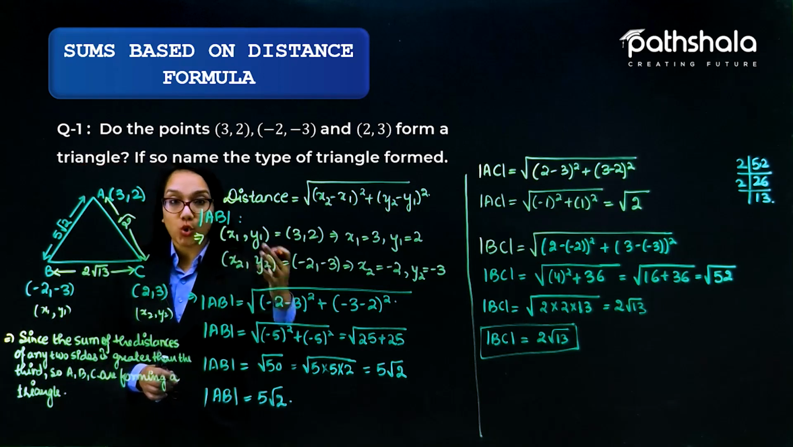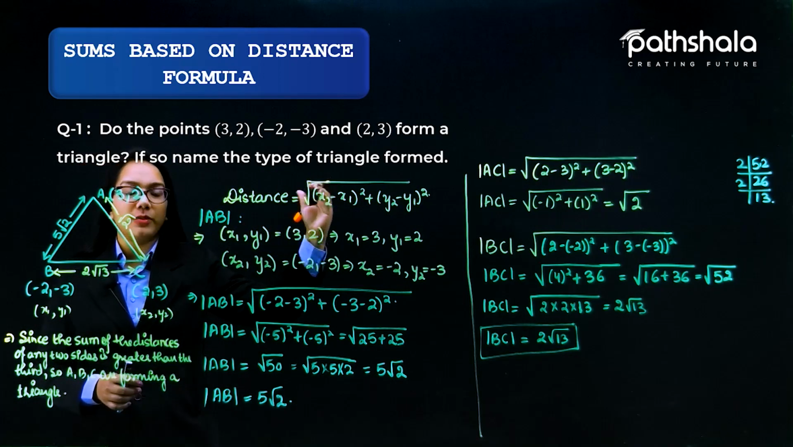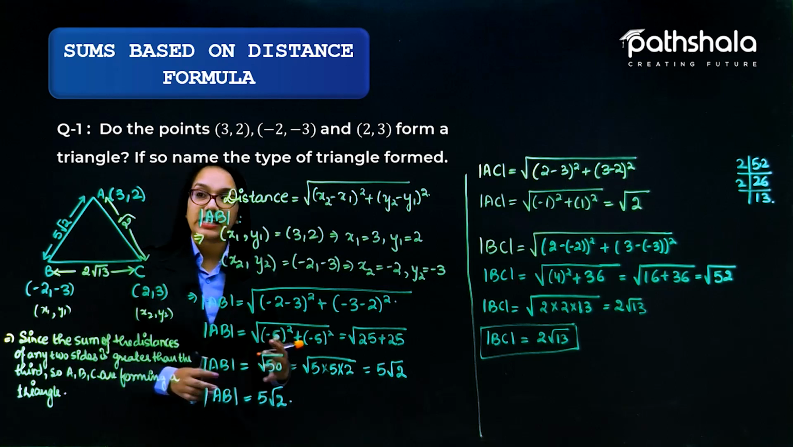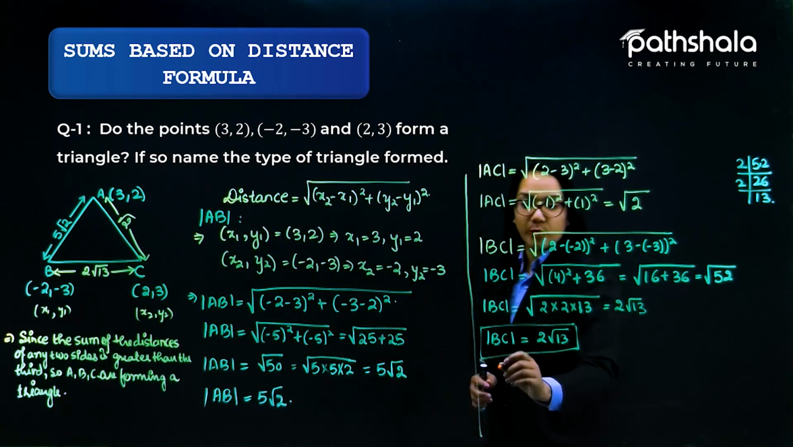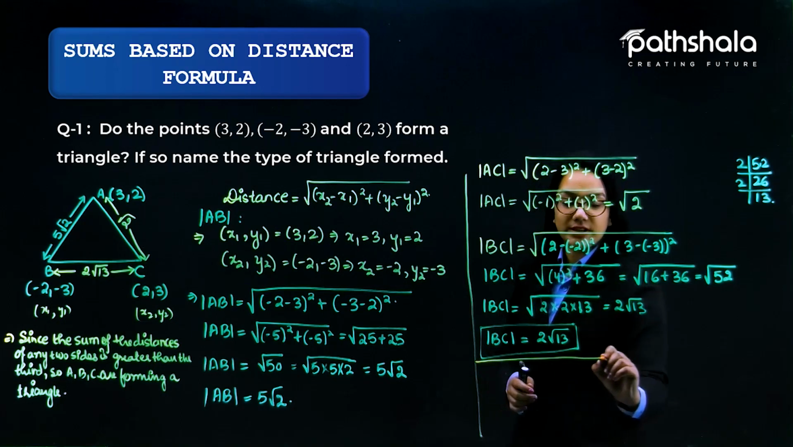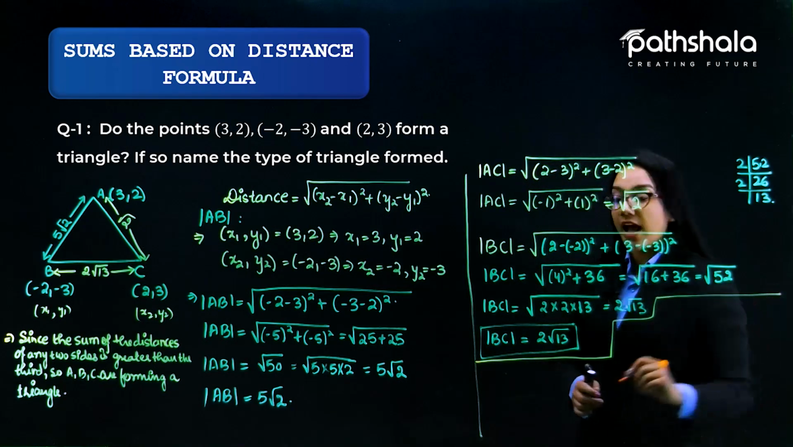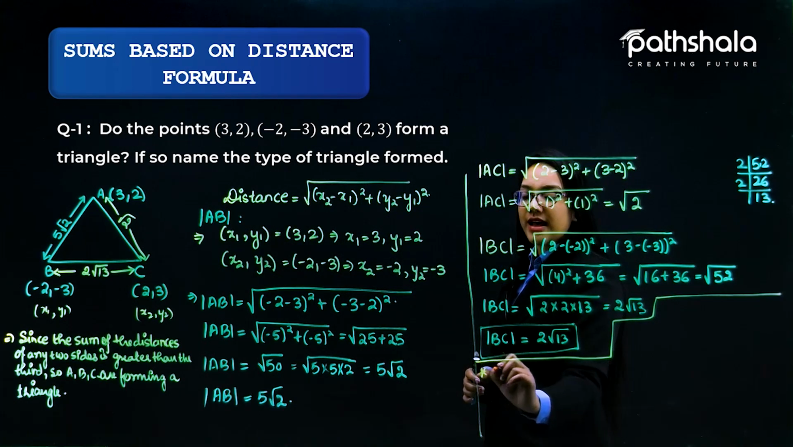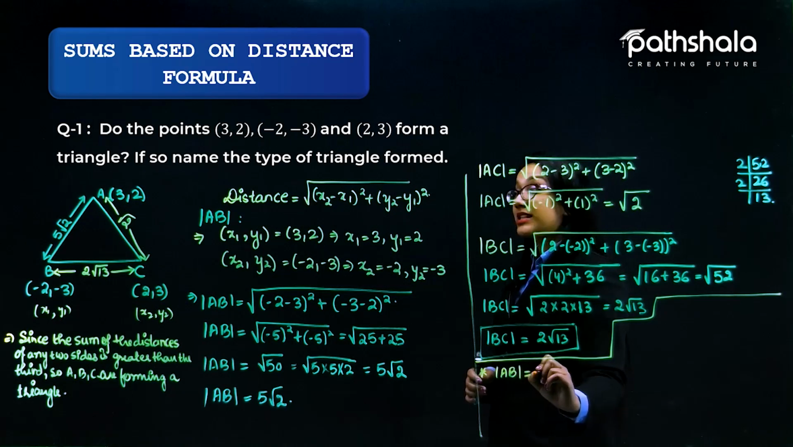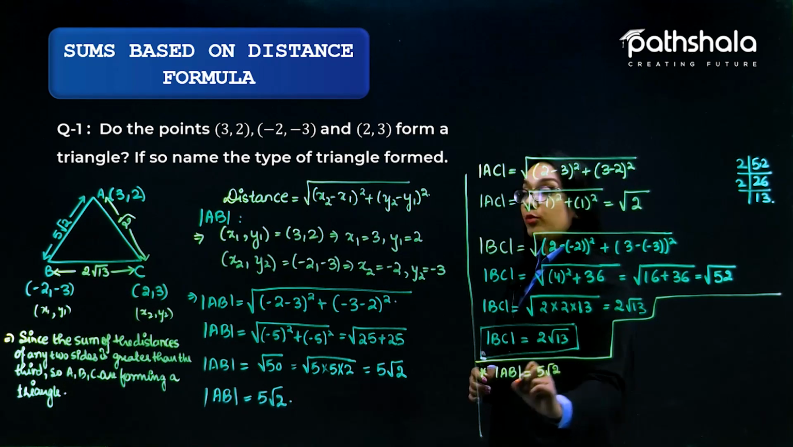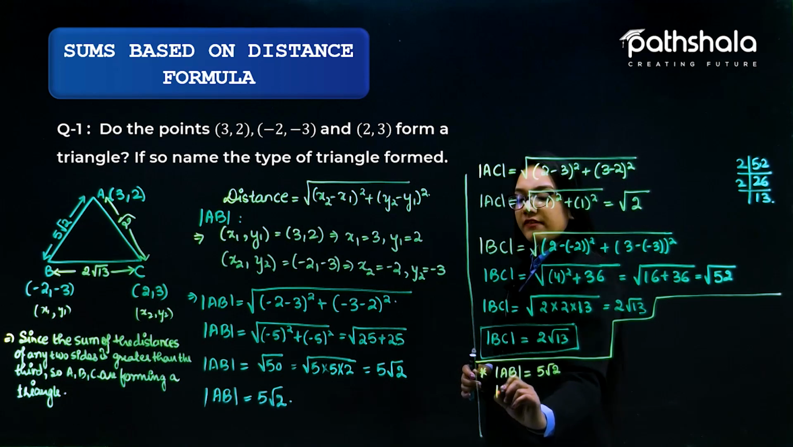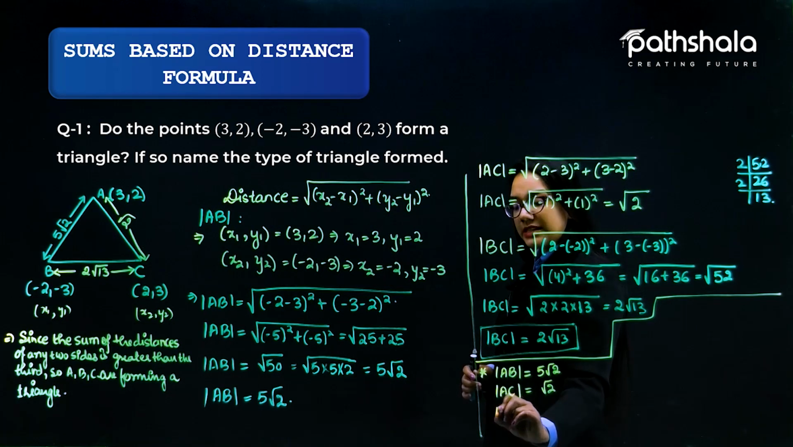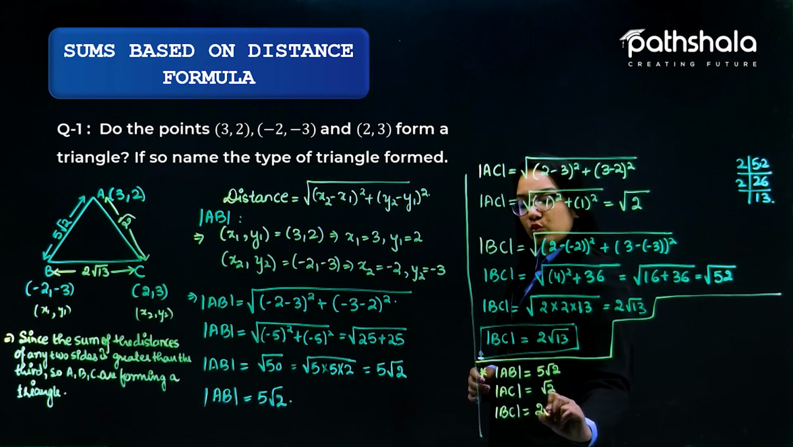Let's talk about the next part: if so, name the type of triangle formed. It says if it is a triangle, then you have to name what kind of triangle it is. So let us conclude the answer for the second part. We have the distance AB as nothing but 5 root 2. Furthermore, we have the distance AC as root 2, and further, the distance BC as 2 root 13.